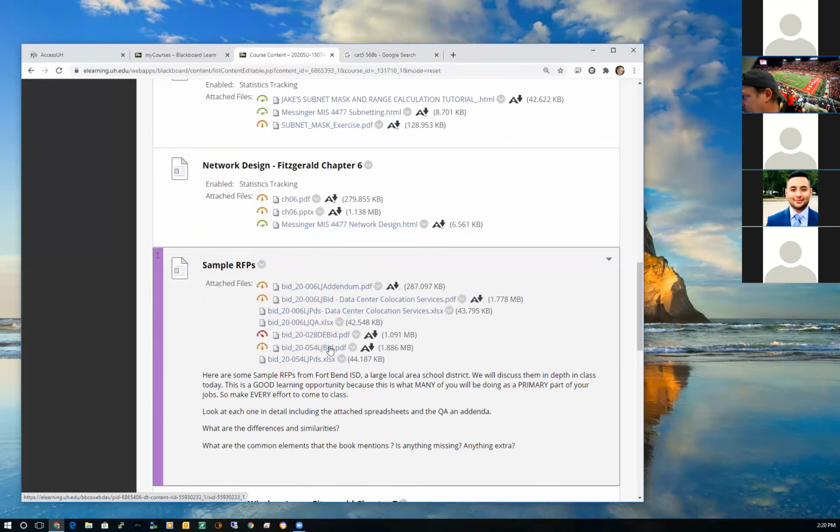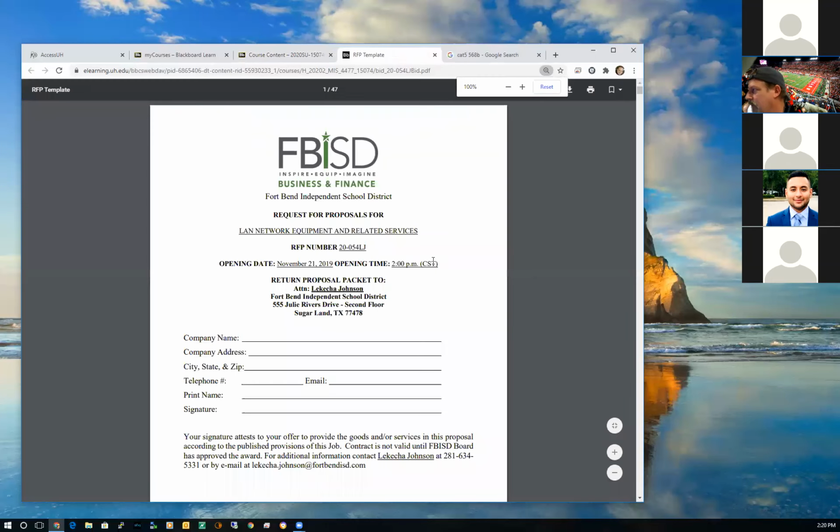So you'll notice that some bids, and actually let's just look at one of them. Okay, let's look at a simple one here. This is a bid for Fort Bend ISD, a request for proposal, an RFP.